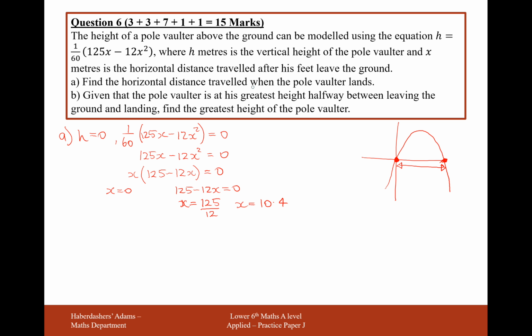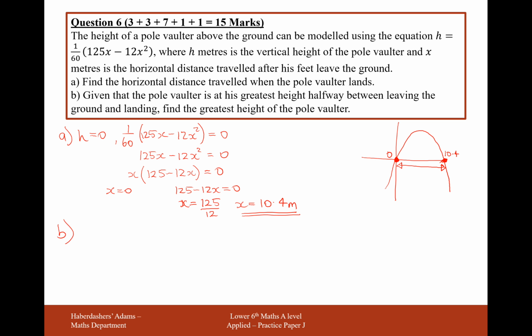Okay, so find the horizontal distance travelled when the pole vaulter lands. The answer here is 10.4 meters, because we've got one solution of 0 and one solution of 10.4. Given that he effectively launches himself off the ground when x equals 0, he's going to land after 10.4 meters.